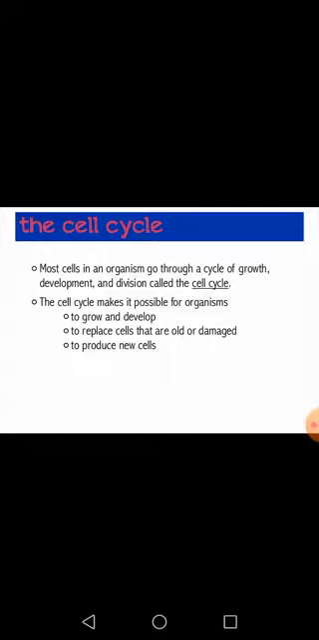If there is an old cell, a worn out cell or a defective cell, it may be replaced. The cell division process helps in the replacement of old as well as damaged cells, and it also helps in the production of new cells. So I conclude: the cell cycle is a cyclic process which occurs in almost all living organisms, and it includes growth of the cell, development of the cell, division of the cell and formation of new cells.